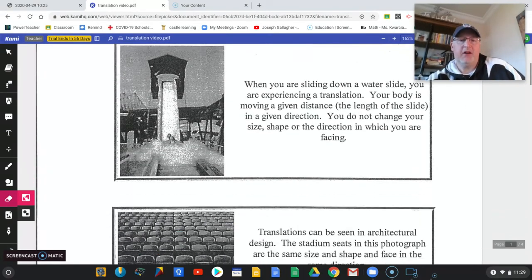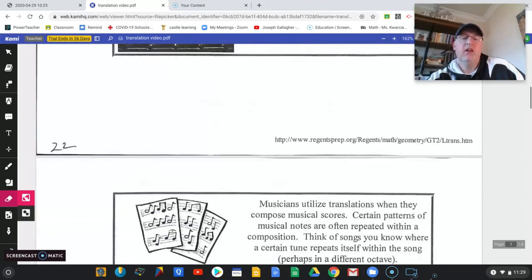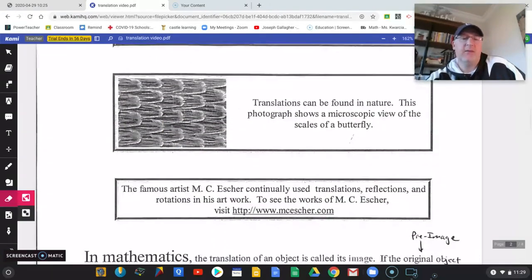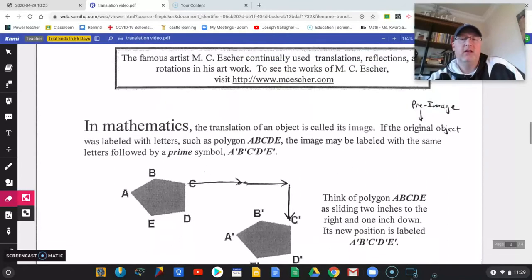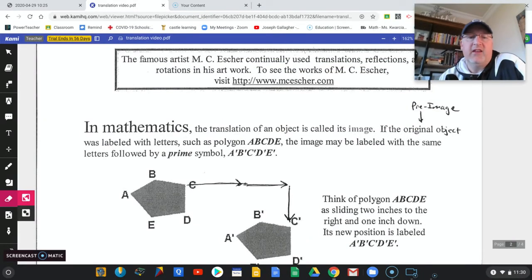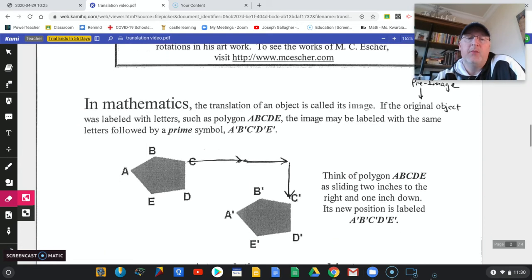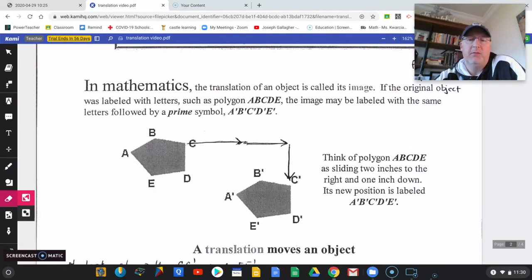To save us some time in our notes, I'm going to skip through the reading here, but if you look through these, they give you different examples of translations you can find. We'll look down at the next section that says, in math, the translation of an object is called the image. The image is where we end up after we do our transformation. The pre-image would be our original object. If we labeled it with the letters A, B, C, D, E, like this pentagon we have here, that means the new one, the image, would be called A prime, B prime, C prime. We use the same prime symbols that we did before.